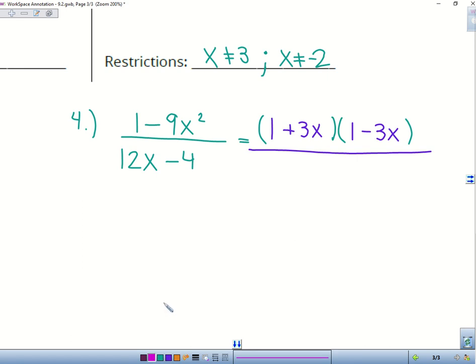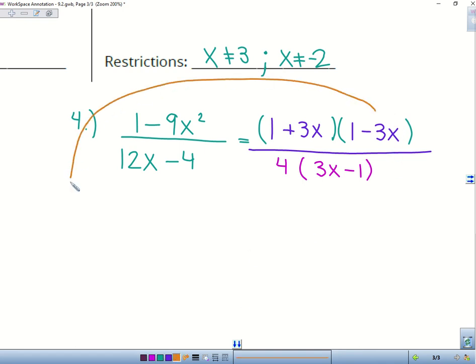I can take out a 4, which leaves me with this, right? Okay. Can anything right off the bat cancel out of this? No, because this is backwards, right? But let's think about this for a second. I'm going to explain the reasoning of why this works.